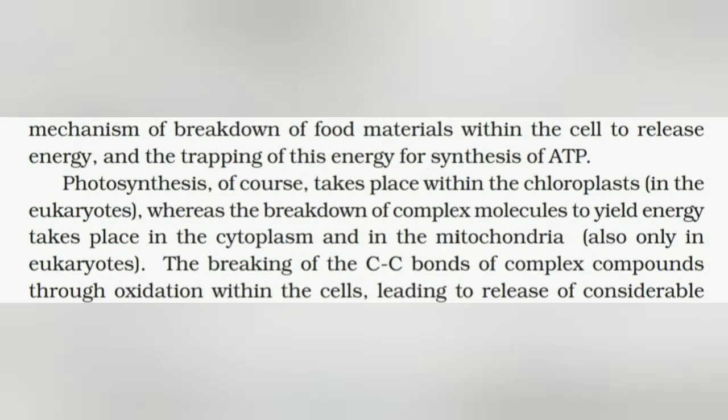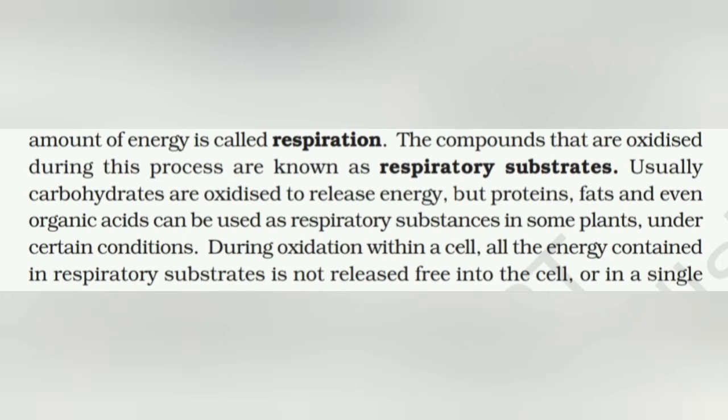This chapter deals with cellular respiration, or the mechanism of breakdown of food materials within the cell to release energy, and the trapping of this energy for synthesis of ATP. Photosynthesis, of course, takes place within the chloroplast, whereas the breakdown of complex molecules to yield energy takes place in the cytoplasm and in mitochondria. The breaking of C-C bonds of complex compounds through oxidation within the cell, leading to the release of considerable amount of energy, is called respiration. The compounds that are oxidized during the process are called respiratory substrates.